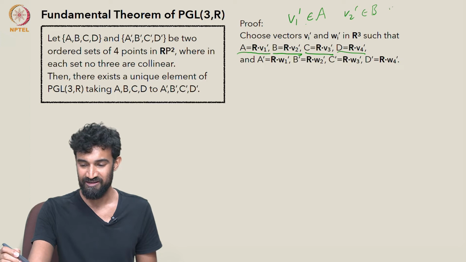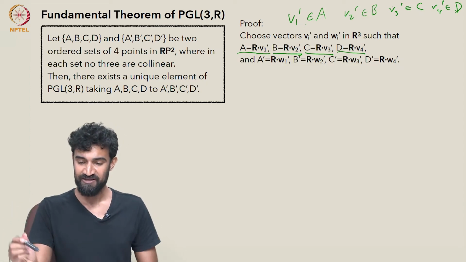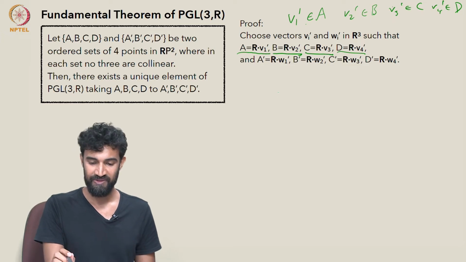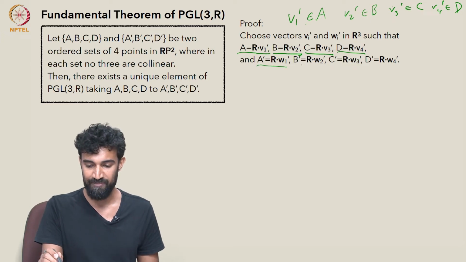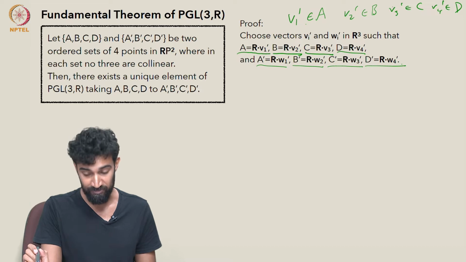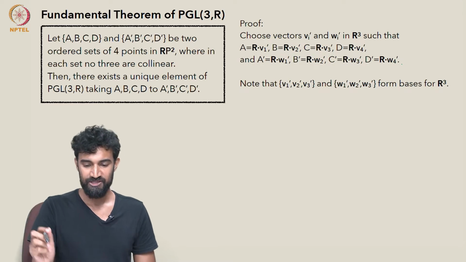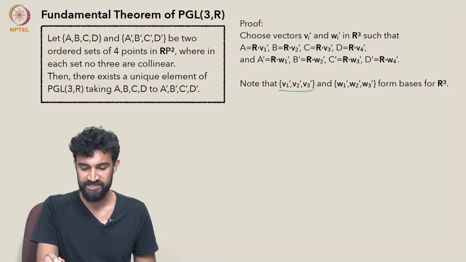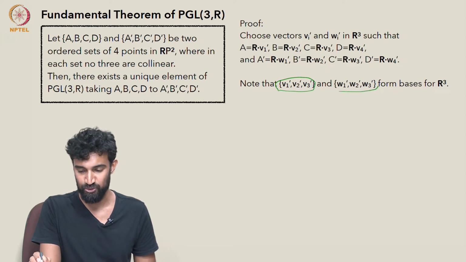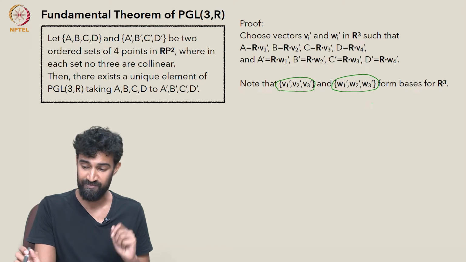So if we choose these vectors in such a way that they each lie on their respective lines, then we can also say that the lines are spanned by the vectors. Similarly, A prime is spanned by w1 prime, B prime is spanned by w2 prime, C prime is spanned by w3 prime, and D prime is spanned by w4 prime. So we're choosing 8 vectors lying on those 8 lines through the origin. Notice that v1, v2, v3 prime form a basis for R3, and so do w1, w2, w3 prime.